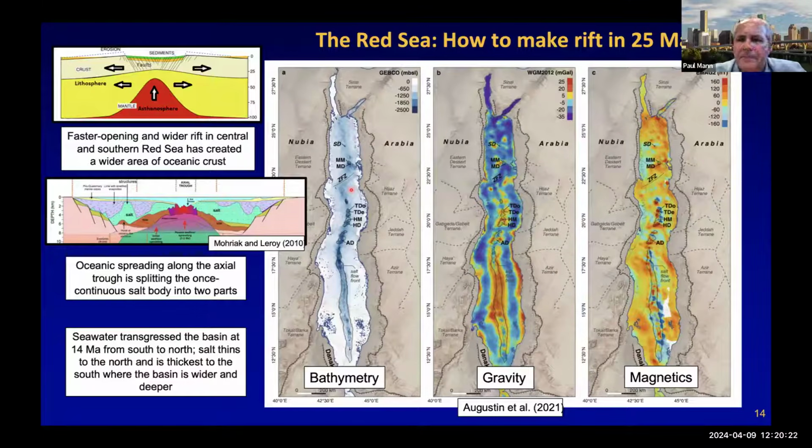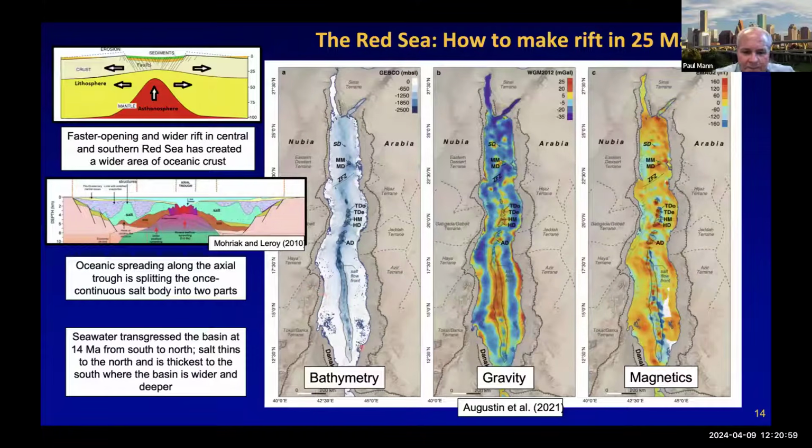So the Red Sea, I call it how to make a rift in 25 million years, because it's the youngest continental rift that we have, that we can actually see what's going on in terms of how the continent ocean boundary is forming. So a couple of things about the Red Sea. It's opening about a pole in the north, so it's opening faster in the south than it is in the north. The northern areas are rifted continental crust. There's a break here at the Zagreb fracture zone, which marks the beginning of the continuous oceanic crust.